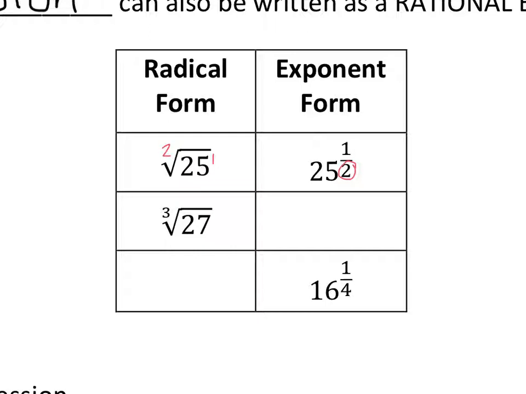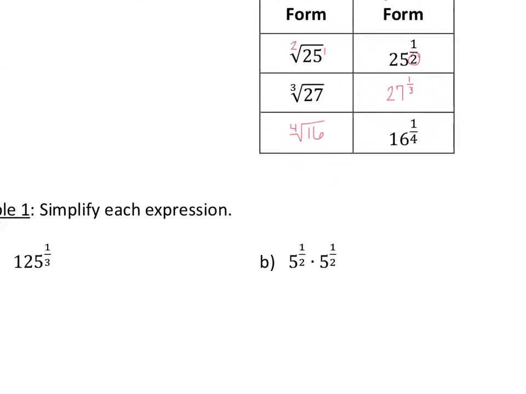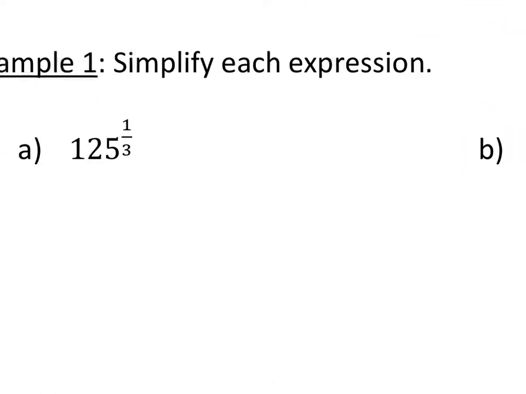Okay, so cubed root of 27 can be written as 27 to the what? 1/3, okay? And 16 to the 1/4 could... Fourth root of 16, yeah. So your index is the denominator. Your index is the denominator. Got it? Okay. So we are going to simplify each expression.